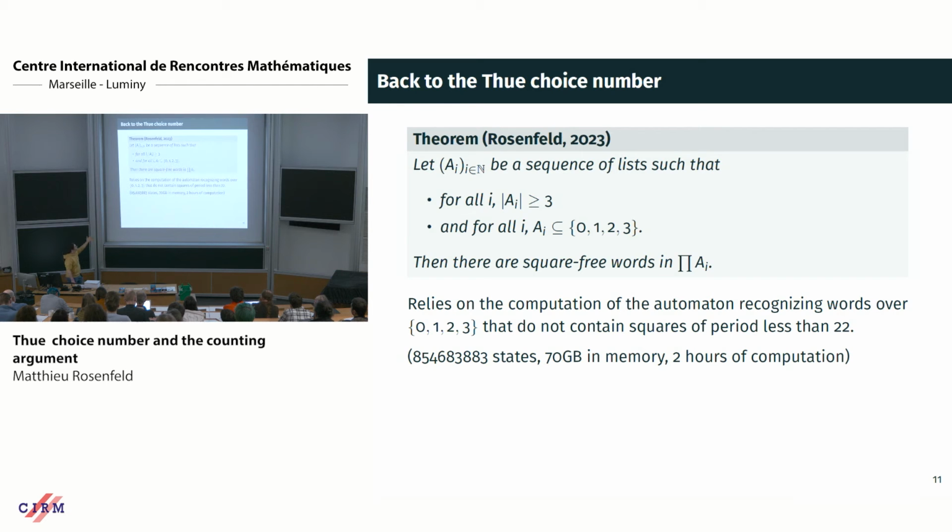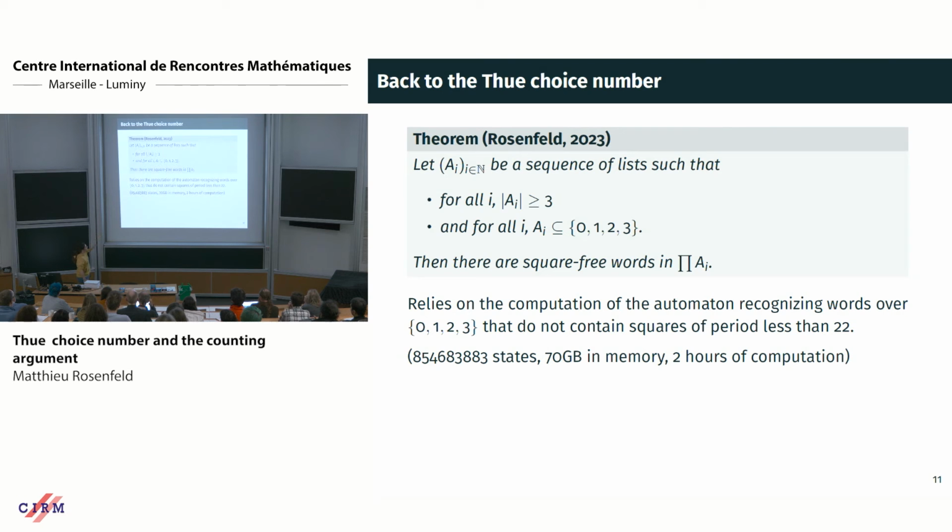And so what I do, I need to compute the approximation of the automaton that recognizes words which do not contain squares of period less than 22. And this automaton is quite big. So it has 1 billion states. In fact, it has more states than this, but I'm doing some kind of renaming. Like I can always assume that the last letter of my word is 0 up to renaming, and that the previous letter is 1 up to renaming. So by doing this, I can divide the number of states by 24. So in fact, the automaton has 24 billion states, but you can use this trick to make it a bit smaller.